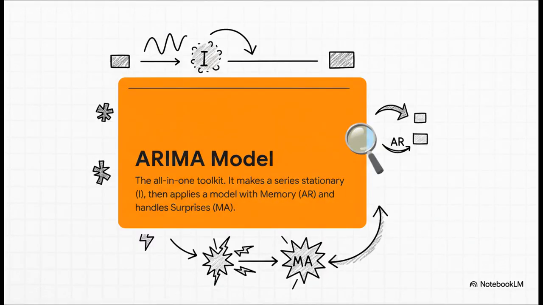And now, we can combine all these ideas into the master tool of time series analysis, the ARIMA model. The I in the middle stands for integrated. That's just the differencing we did earlier to make the data stationary. Then, we apply the AR part for the memory of past values, and the MA part to handle the memory of past surprises. It's really the complete package, the all-in-one toolkit for modeling a huge range of data.